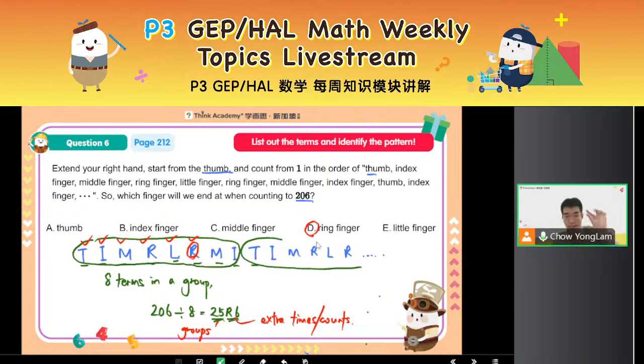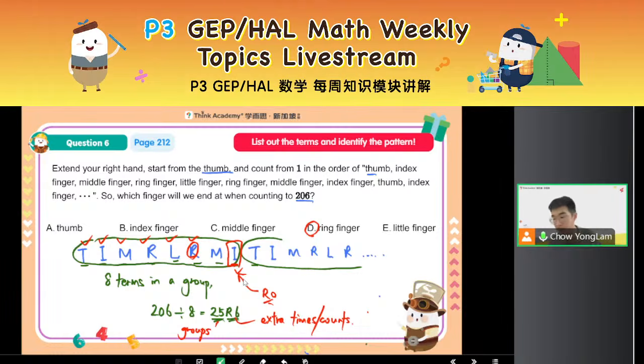Okay, now here's the question, by the way. What happens if you have remainder 0? For example, 200, right? 200 divided by 8 is 25. You stop at an exact full group. If that's the case, then you will take the last item of the group. If it's remainder 0, that means you stop at the end of a full group. The last thing you count should be the last item of the full group, provided it's remainder 0.